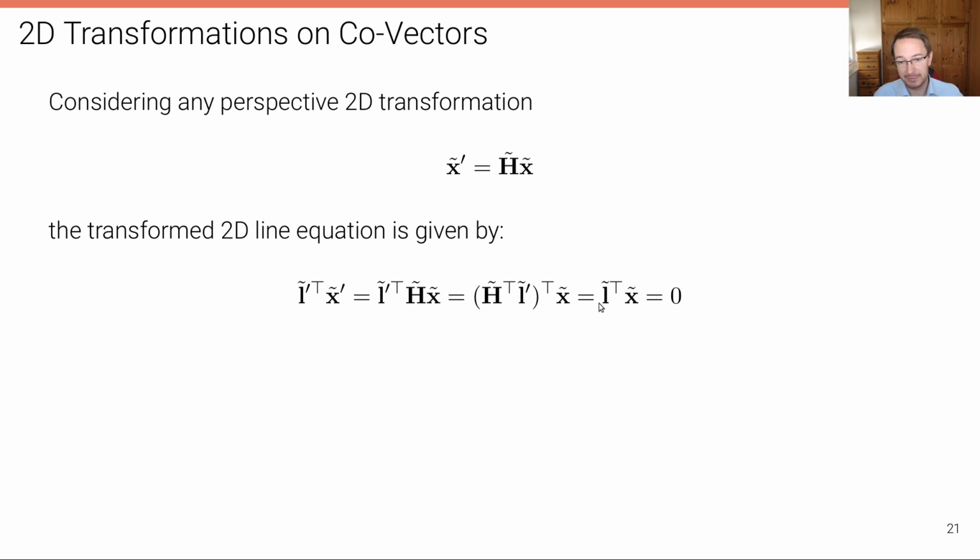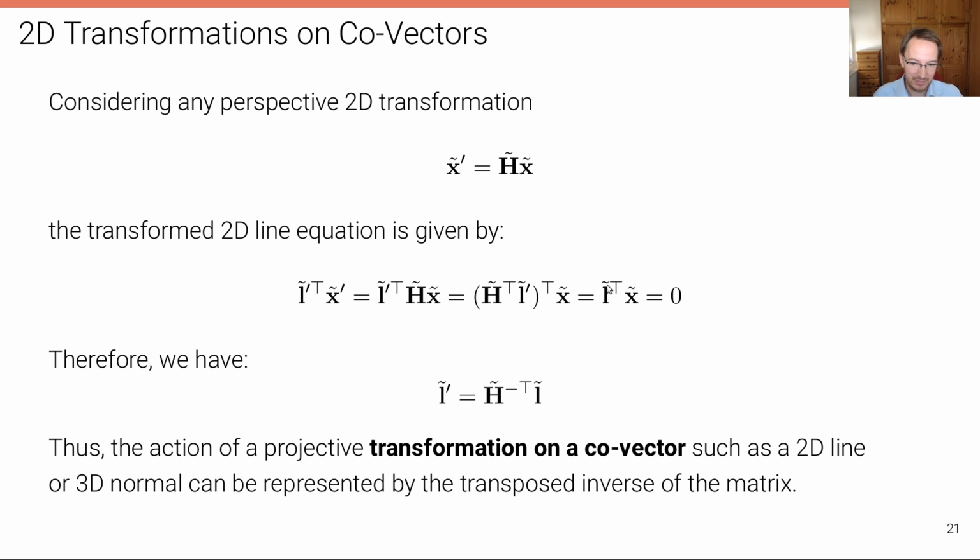And this, as we recognize, is simply the line equation if we set it to 0. This is what we started with. This is our assumption, that l tilde transpose x tilde is equal to 0. So this must be the expression of the line before the transformation in homogeneous coordinates. And now we see that l tilde transpose is this expression, which means that l tilde prime, this is the transformed line, is equal to H tilde transpose to the power of -1 times l tilde.